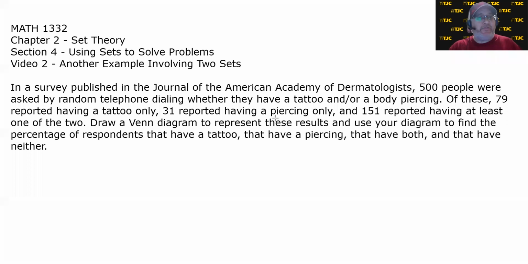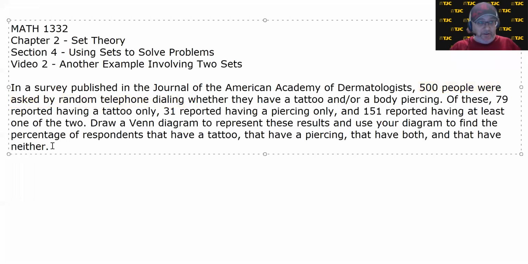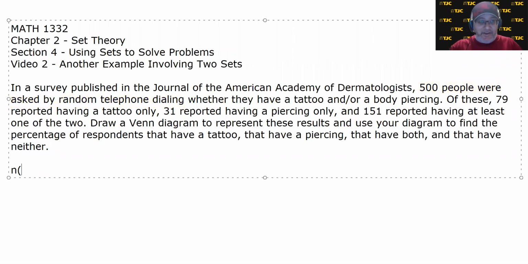In a survey published by the Journal of the American Academy of Dermatologists, so far no useful information has been given. 500 people were asked by random telephone dialing. All right, let's highlight that for a second. And I'm going to bet that this is our universal set. So before we go any further, let's say that very thing, that the cardinality of the universal set is 500. All right, let's keep reading.